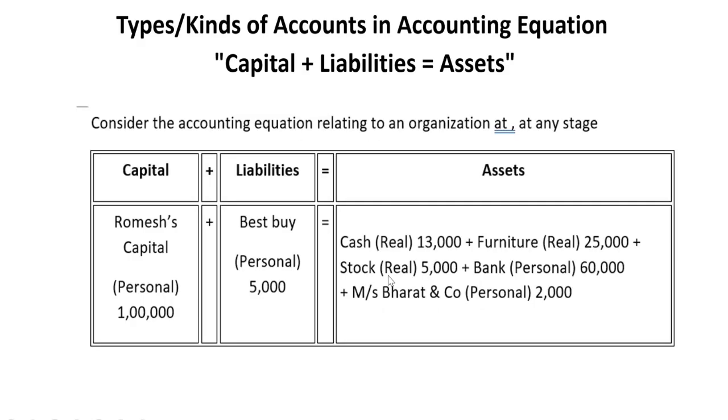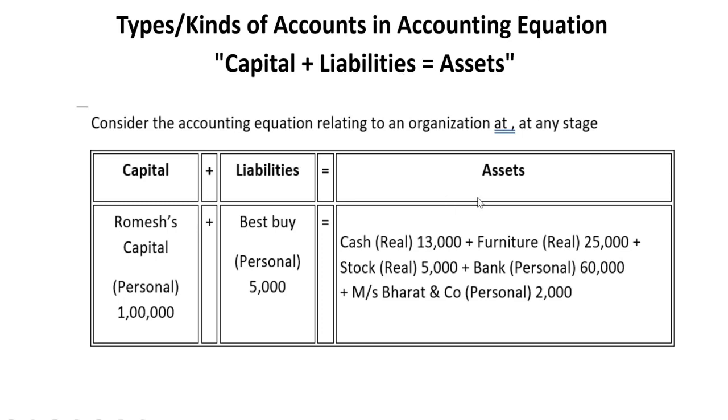So now, for example, capital plus liability is equal to assets, we know. The capital here is Ramesh's capital, meaning, for example, he is the owner of the business, which is a personal account. Best Buy is the name of a company, which is a personal account. This is the liability, for example, that we need to pay $5,000 because maybe we bought some goods or items for selling purposes on credit. But now the $5,000 has become our responsibility and a liability in this case. Right?